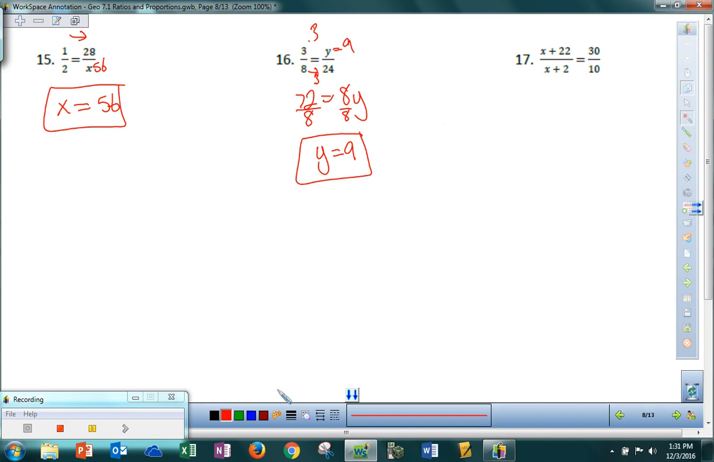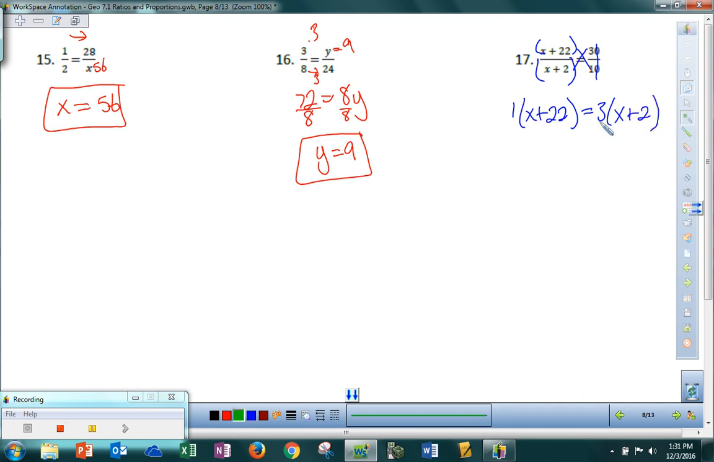Alright, 17 is a little bit tricky because we've got a numerator and a denominator that have 2 terms in them. That's okay, our process still stays the same. Now, what I'd like you to notice, on this right-hand side over here, I've got a 30 and a 10. If you've got extra zeros, you can cross them off immediately. That's going to make our life easier to solve here so we don't have to deal with as big of numbers. So now I've got 1 times the quantity x plus 22, my first cross. And then my second cross is 3 times the quantity x plus 2.